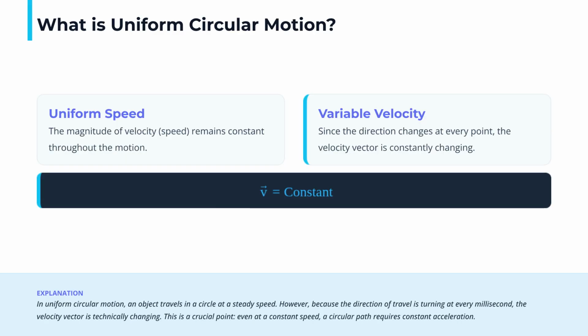In uniform circular motion, an object travels in a circle at a steady speed. However, because the direction of travel is changing, the velocity vector is constantly changing. This is crucial. Even at constant speed, a circular path requires constant acceleration.